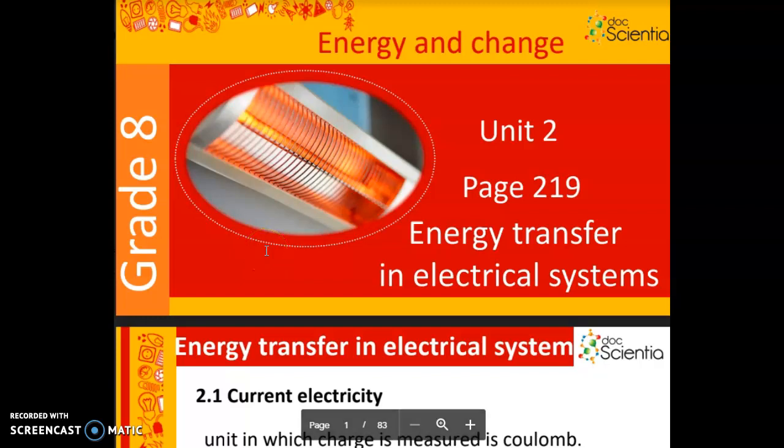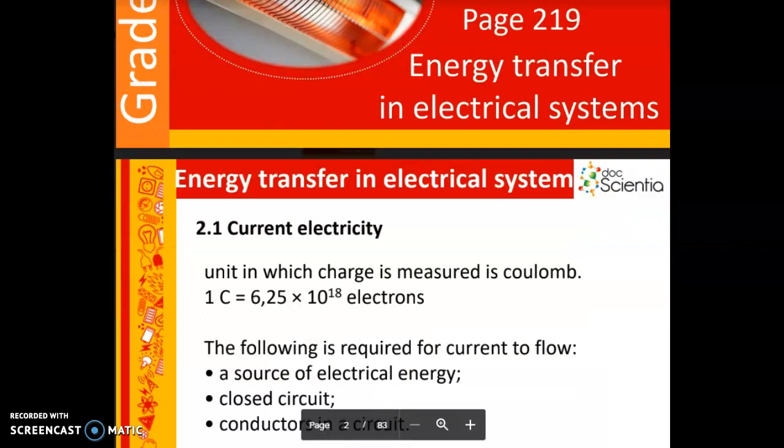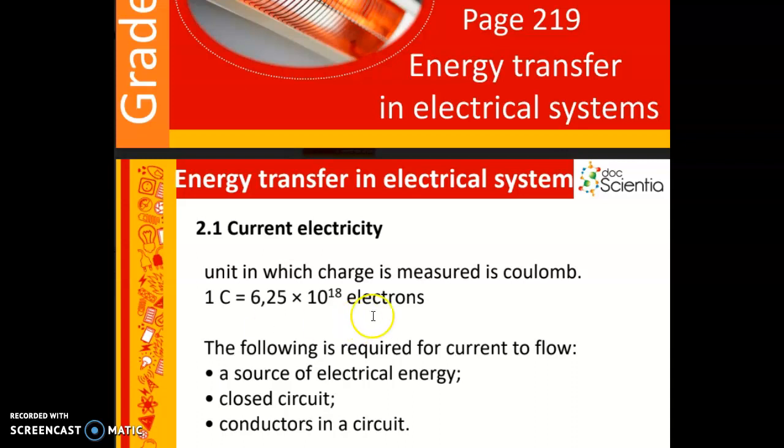Here we are with Unit 2, page 219 for energy transfer in electrical systems. First, we're going to read about current electricity. So the unit in which charge is measured is coulomb, and 1 coulomb is equal to 6.25 times 10 to 18 electrons.